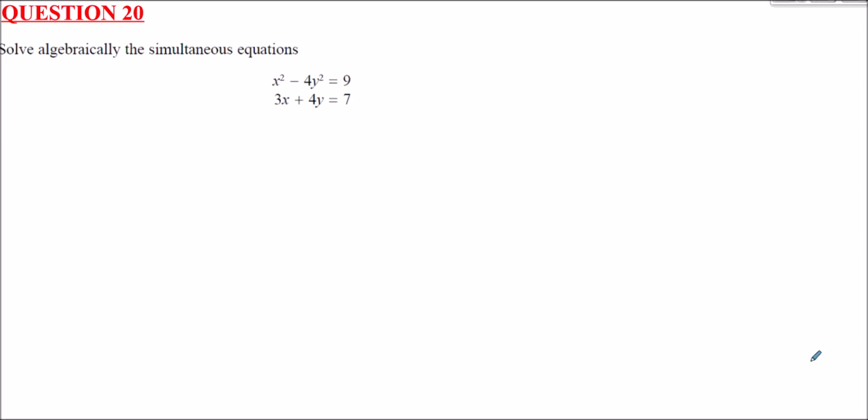Number 20, simultaneous equations, but not standard ones. This one is where we have a linear equation at the bottom and a quadratic in the top. When we have a mixture of linear and quadratic, we can't use the process of elimination. We can't multiply the top or the bottom by something, then either add or subtract one from the other. We need to substitute either an x or the y in the linear equation into the quadratic.